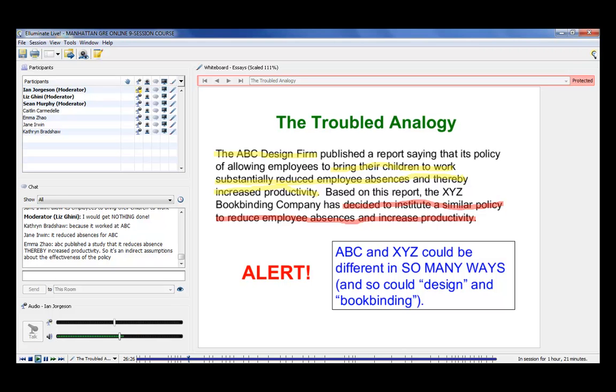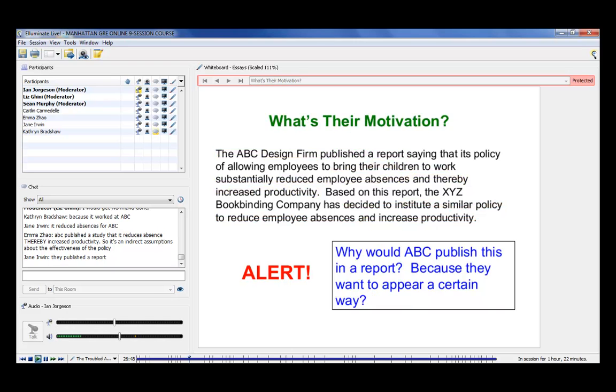But how do we even know that this is working for ABC? Does the argument tell us that we know this happened? What's our evidence? They published a report, right? They published a report. We don't even have independent reasons to believe that ABC is even telling the truth about all of this increased productivity and reduced employee absences. We don't even know that. They published the report. So we've got a problem there.